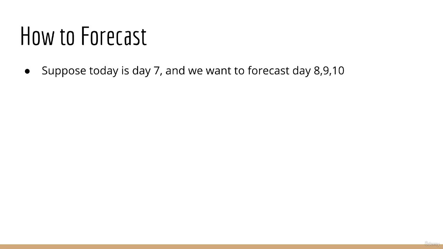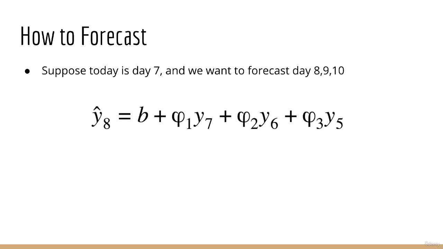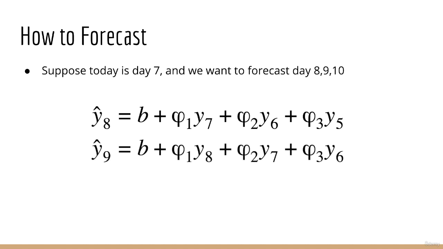We can calculate y8 in the usual way. Y hat 8 is equal to b plus phi 1 times y7 plus phi 2 times y6 plus phi 3 times y5. That makes sense. Next, we have to calculate y hat 9. Now you just follow the pattern. So you might say y hat 9 is equal to b plus phi 1 times y8 plus phi 2 times y7 plus phi 3 times y6.